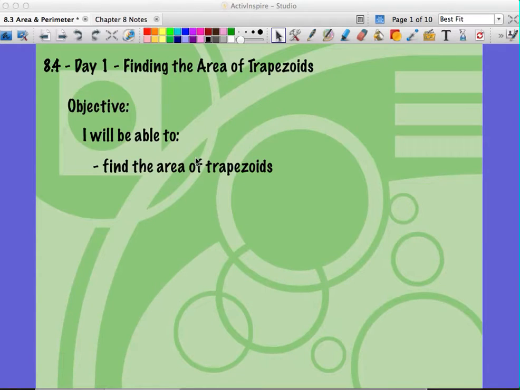Lesson 8.4, Day 1, Finding the Area of Trapezoids.